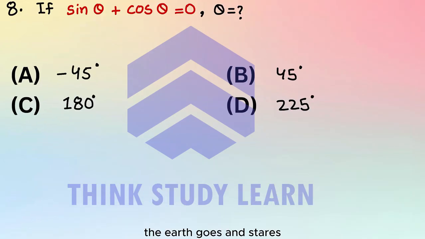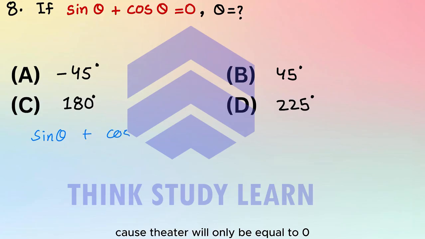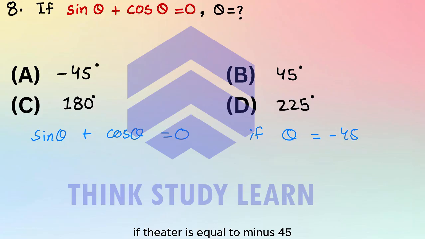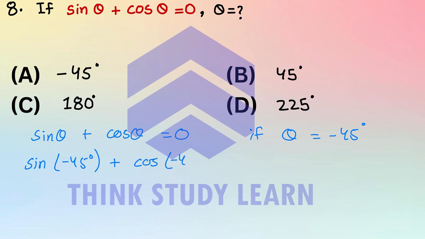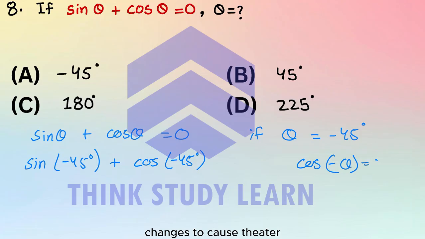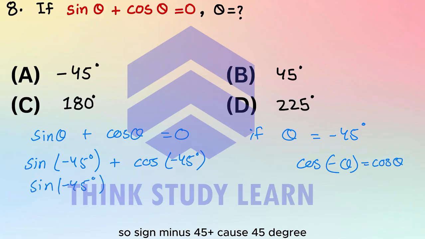The eighth question states if sine theta plus cos theta is equal to 0, then find the theta angle. So we know that sine theta plus cos theta will only be equal to 0 if theta is equal to minus 45 according to this condition. So when we put minus 45 degree in the equation, we know that cos minus theta changes to cos theta. So sine minus 45 plus cos 45 degree.